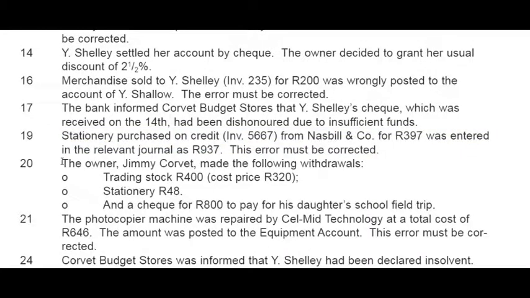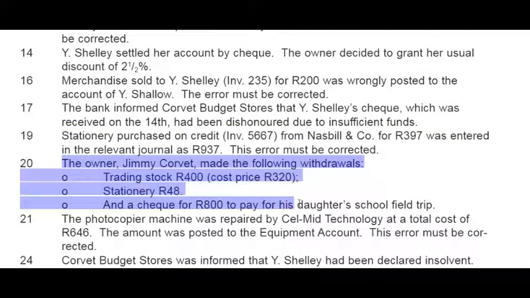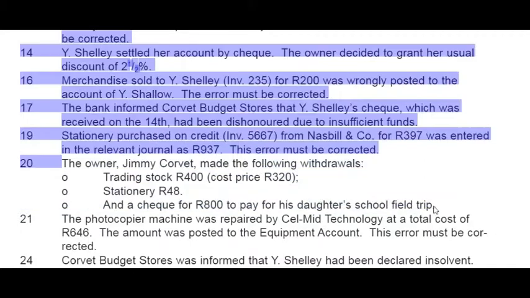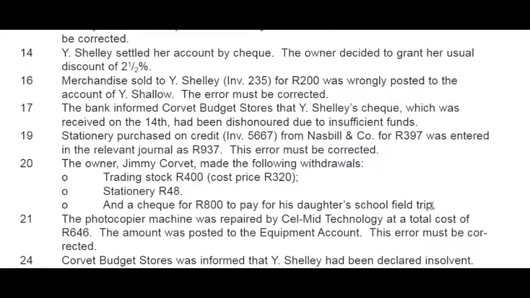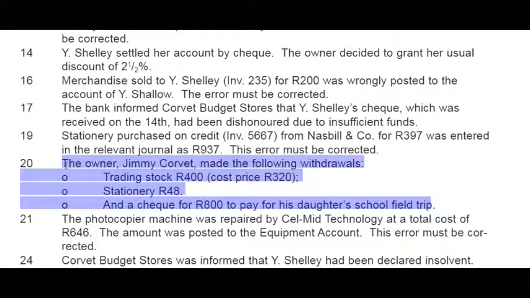Let's look. On the 20th, the owner, Jimmy Corbett, made the following withdrawals. Okay, the owner made a few withdrawals, all of them on the 20th, and all of them must be recorded separately in the accounting equation. The first one is he took trading stock at 400 Rand and the cost price was 320 Rand. Now remember, we always deal with the cost price of stock if the owner takes stock for himself.